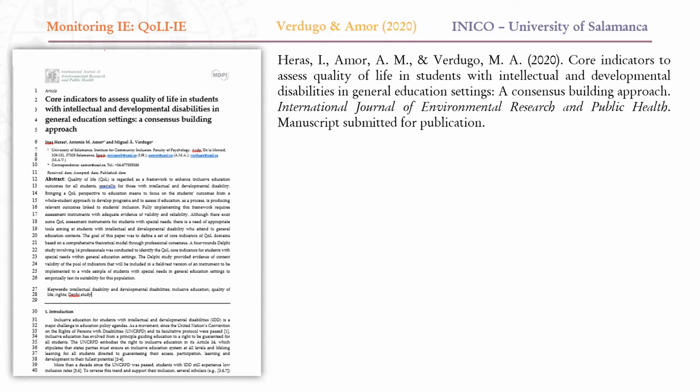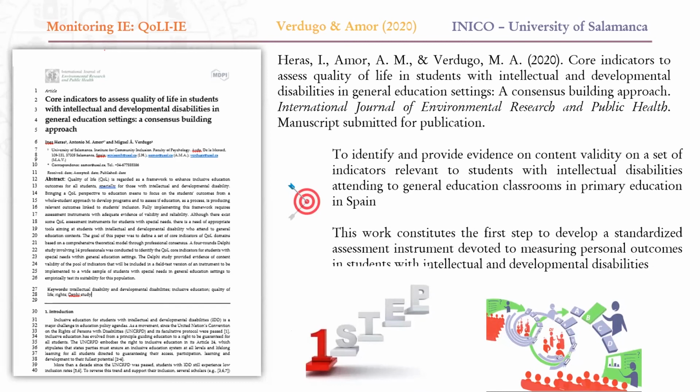In this year, we have identified the core and relevant indicators of each quality of life domain for students with intellectual disabilities attending general education classrooms in primary education in Spain, and we have assured their content validity. With this, we have identified a set of 96 valid items that will constitute the starting point to validate a standardized instrument that can serve us and schools to evaluate personal outcomes in students with intellectual disabilities to support the reflection with evidence in the main quality of life domains.